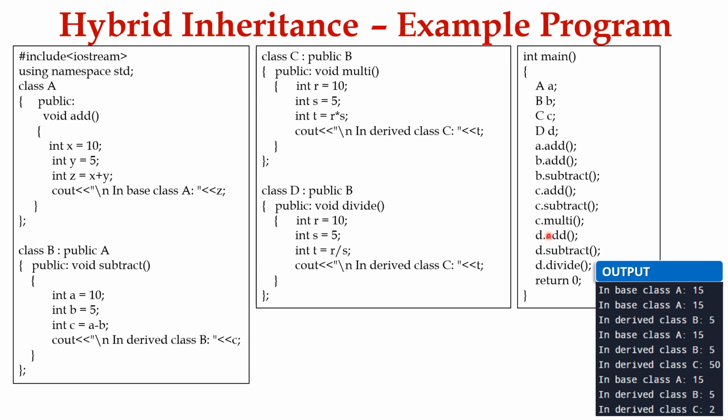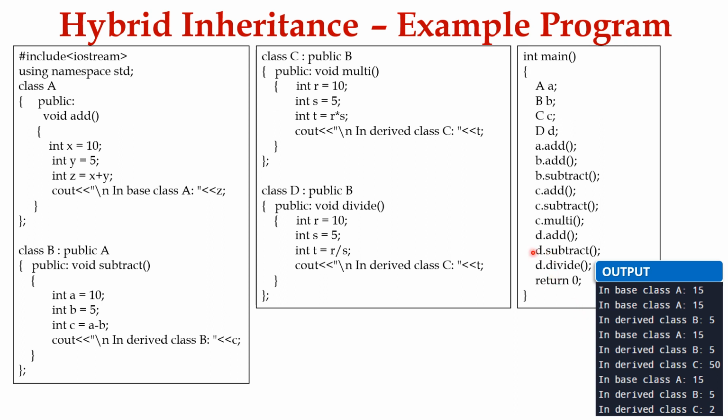Then using the object of class D, small d, we are accessing the function addf which is available in class A. We know earlier that it performs the addition operation of 10 plus 5 and displays it to the user. The same is given in the output, in base class A, 15 is displayed to the user. Then using the object of class D, small d, we are accessing the function subtract which is available in class B. As we know earlier, we are performing the subtraction operation, that is 10 minus 5, and displaying the value 5 to the user using the cout statement. We can see here in derived class B, 5 is displayed to the user.